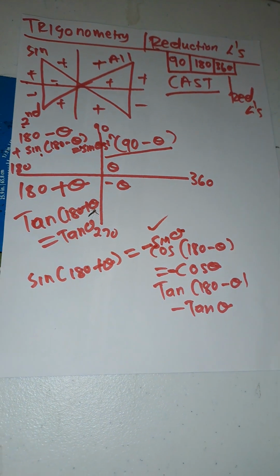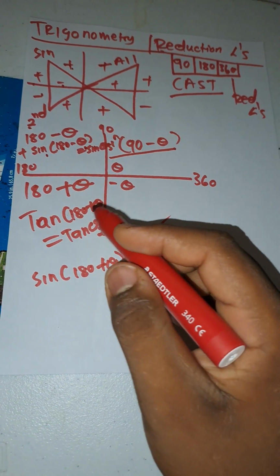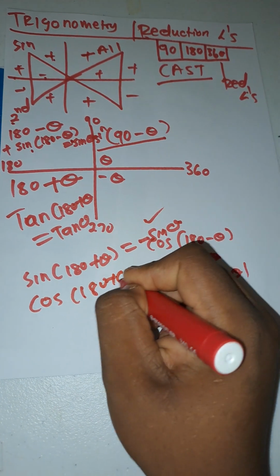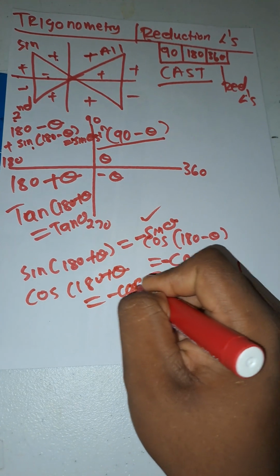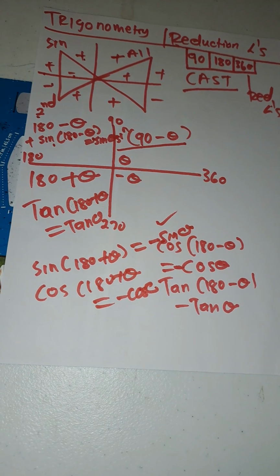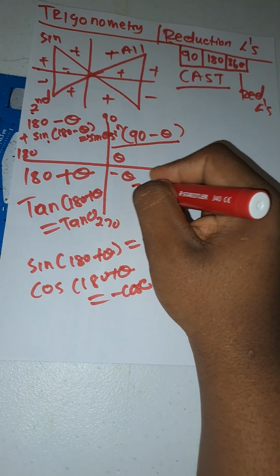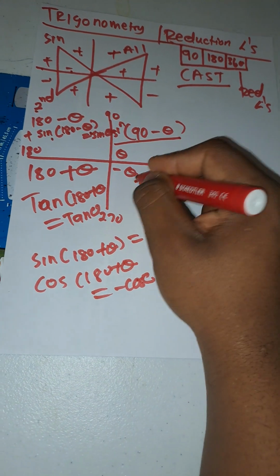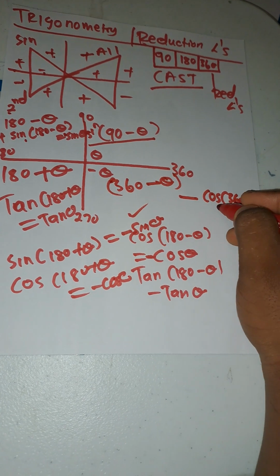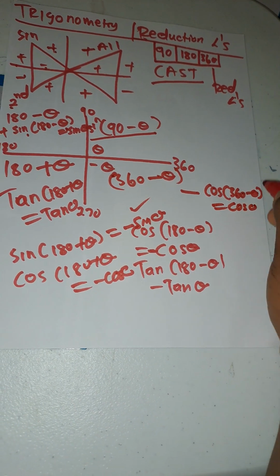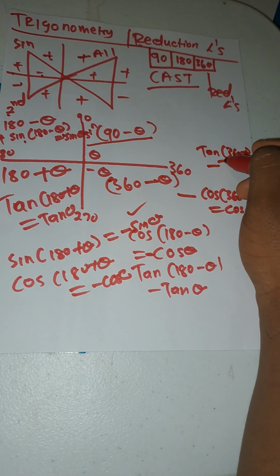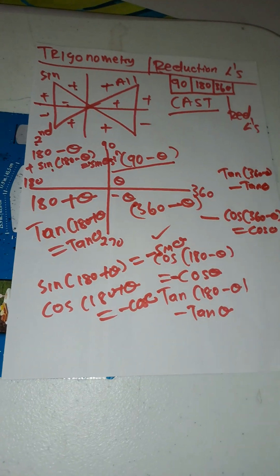And then let me show you another thing. I have cos 180 plus theta, which is what? Negative cos theta. So the same applies for tan. I showed you tan. And then the last quadrant, which is cos. So this is 360 minus theta. Cos 360 minus theta is equal to positive cos theta. But tan 360 minus theta, it's what? Negative tan theta.